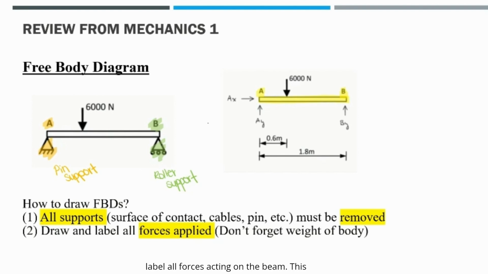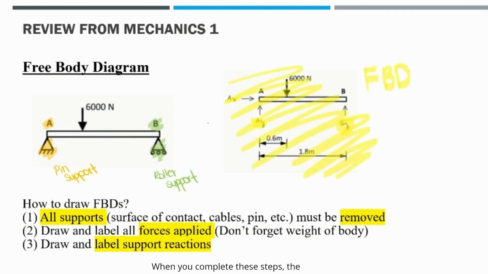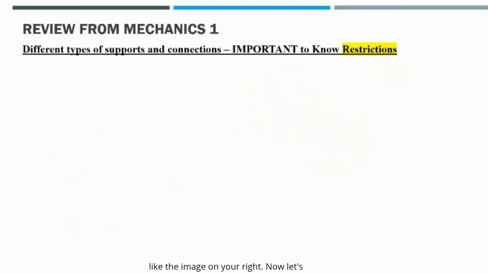Next, we draw and label all forces acting on the beam. This includes the 6,000 Newton load applied downward at a distance of 0.6 meters from point A, as shown in the diagram. Don't forget to consider the weight of the beam if it's given or relevant to the problem. Finally, add the reaction forces from the supports. At point A, the pin provides both AX and AY, while at point B, the roller provides only BY. When you complete these steps, the resulting free body diagram should look like the image on your right.